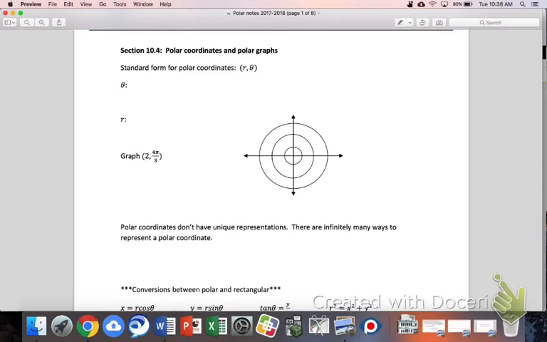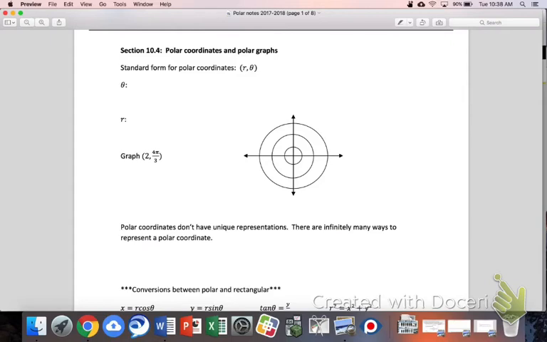Yeah, so polar is kind of unique, right? It's different. To get to a point in a rectangular coordinate system, there's one unique representation. Like (2, 5), there's only one way to get there in rectangular coordinates. You go 2 to the right and 5 up. But to use polar coordinates to get somewhere, there's actually an infinite number of ways you can get there.